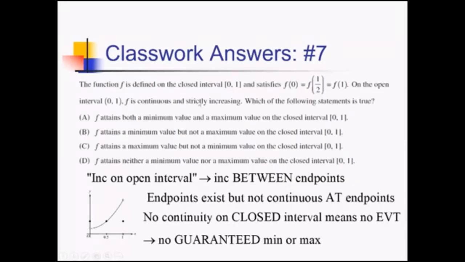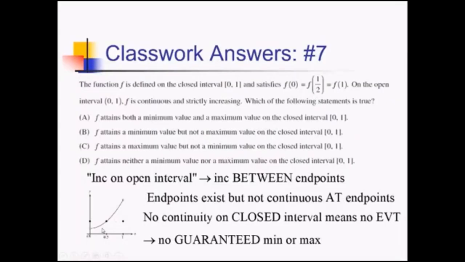Okay, so let's take a look at our answer choices. F attains both a min and max value on the closed interval. Well, it wasn't guaranteed, and here's certainly a graph where we don't hit a min or a max value. And then they're talking about a min but not a max, or a max but not a min.